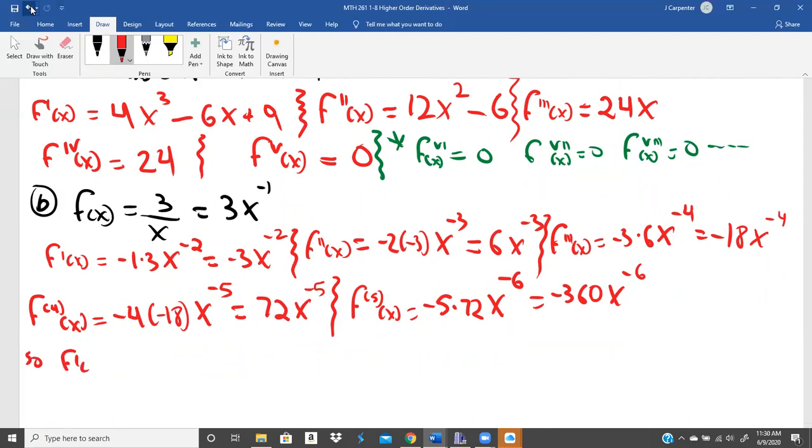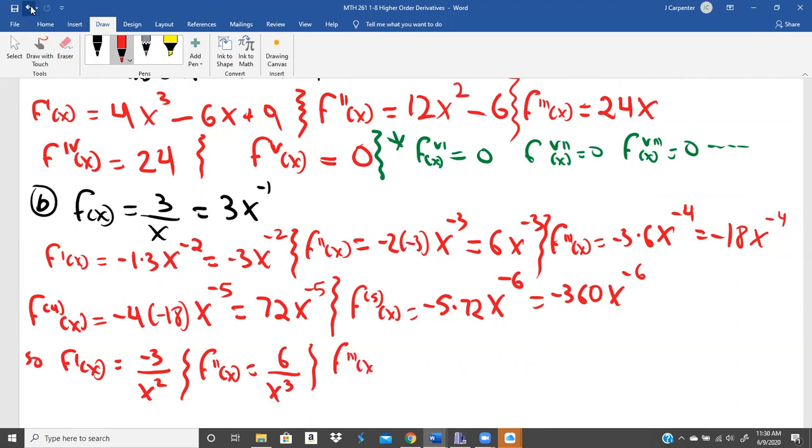So f prime of x, that was this one, the negative 3x to the negative 2. That would be negative 3 over x squared. F double prime of x, the second derivative, that was the 6x to the negative third. That becomes 6 over x to the positive 3. I'm not changing the sign of the polynomial. The negative 3 stays negative 3. The positive 6 stays positive 6. The 3 and the 6 don't go to the bottom. It's just the thing with an exponent that's negative, just that.